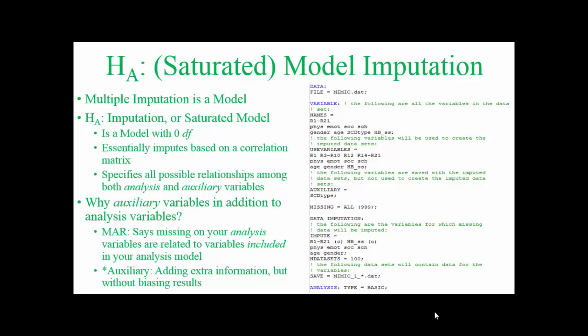So let me say that again. By specifying type equals basic, you're specifying essentially a correlation imputation model that says give me all information not only from these variables, but from all the relationships among these variables. So means, variances, and covariances are all being used to impute missing data.